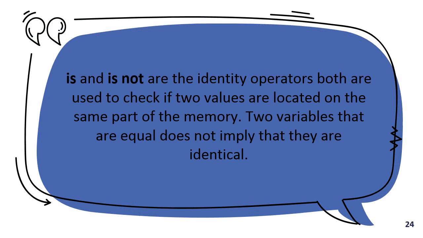is and is not are the identity operators. Both are used to check if two values are located on the same part of the memory. Two variables that are equal does not imply that they are not identical. So if two variables have equal values, that does not mean that they are not in the same part of the memory.